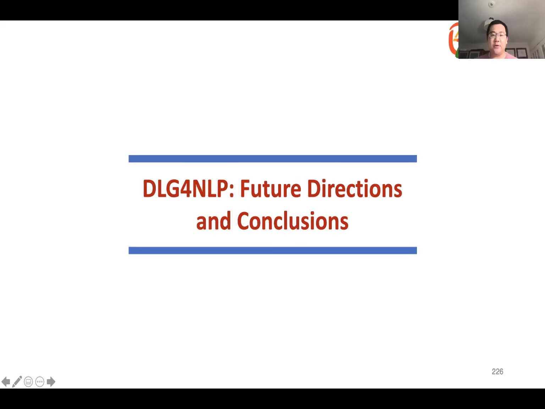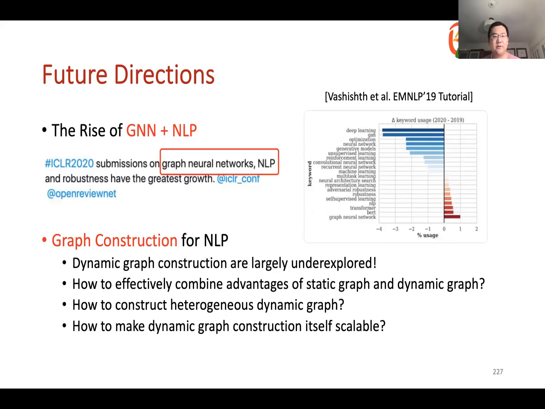Now we are able to talk about the future directions and conclude this tutorial. As you can see, in the last few years, the topic of graph neural nets and natural language processing has attracted a lot of interest. So we believe that graph neural nets for NLP will become a trending topic in the future. There are a few very challenging problems that we should address to further advance this area.